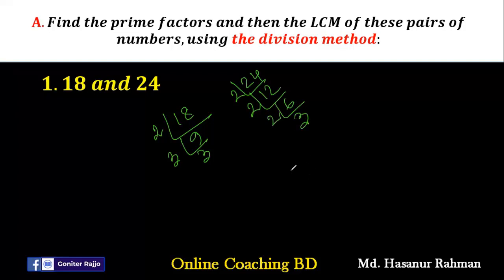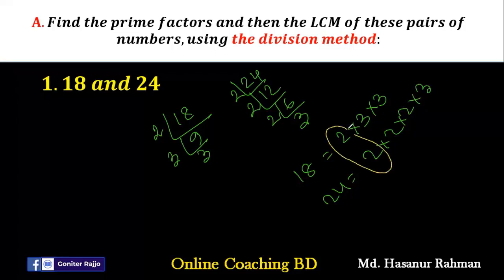That means we can express 18 in this way. 18 is equal to 2 multiplied by 3 multiplied by 3. 24 is equal to 2 multiplied by 2 multiplied by 2 multiplied by 3. Now we have to find out the common factor at first. This 2 is common and this 3 is common in both numbers. Then what will be the LCM?